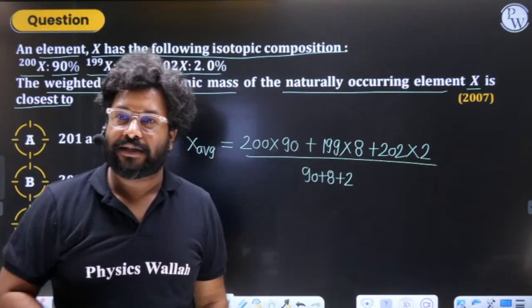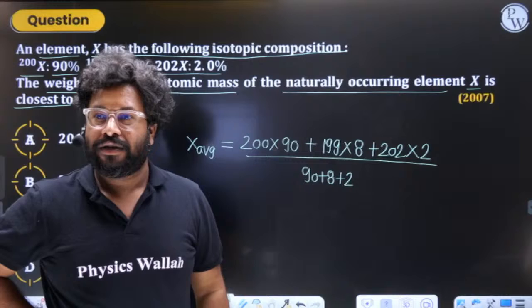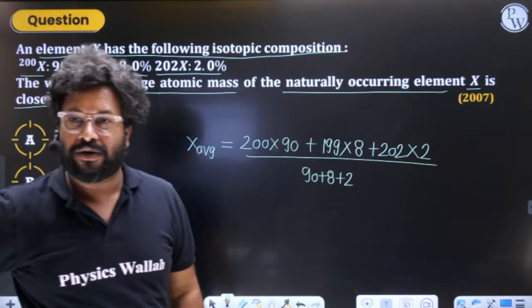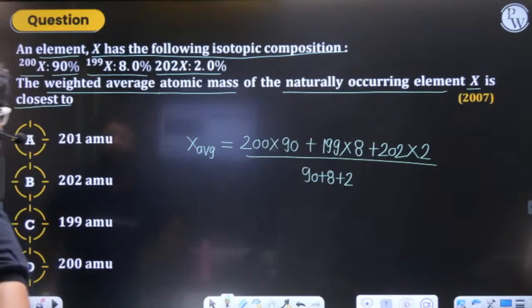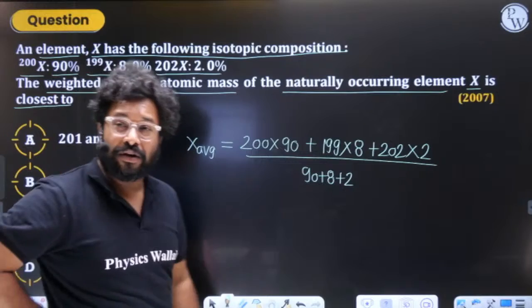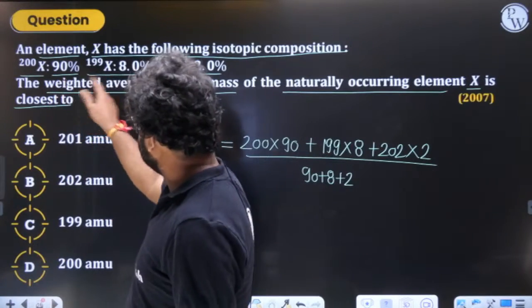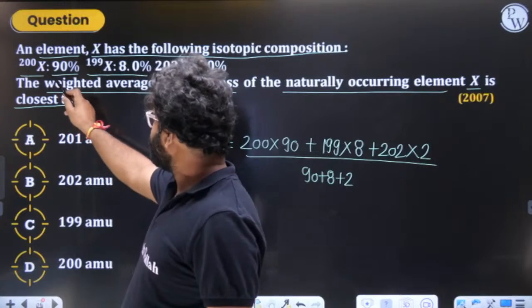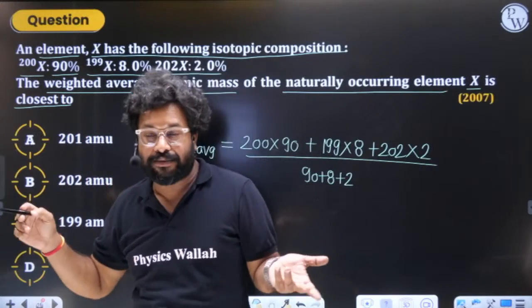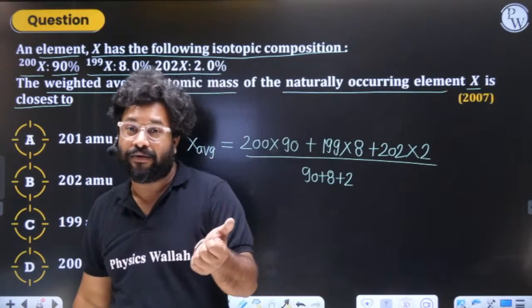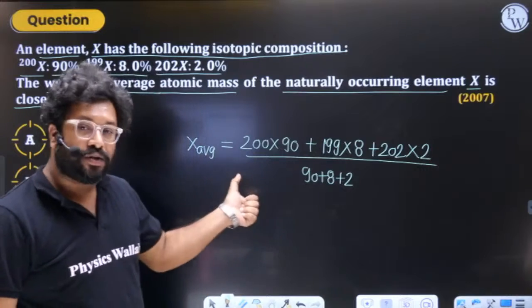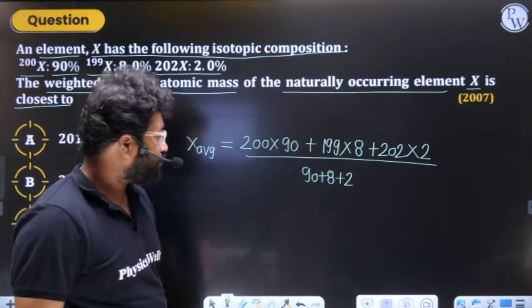Sir, we have X as 90% abundance. Why can't we take simply 200 as the answer, sir? No, you cannot take it because it is not equally distributed, Kirti beta. Had this percentage abundance been equally distributed, then you could directly take the average. This is a statistical tool to solve such questions.